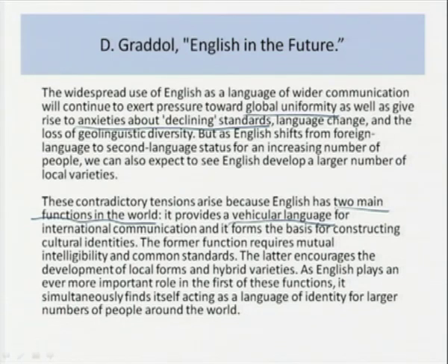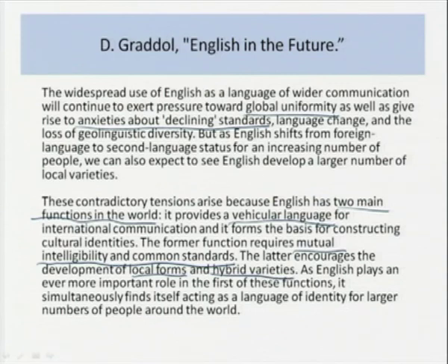It is a tool for international communication, but also it forms the basis for constructing and expressing and manifesting our cultural identities. The former function requires what? It requires mutual intelligibility. This is what is mutual, that we understand one another in a language, and certain common standards, obviously. Now, the latter, which is the construction of cultural identities, encourages the development of what? Of local forms and hybrid varieties.